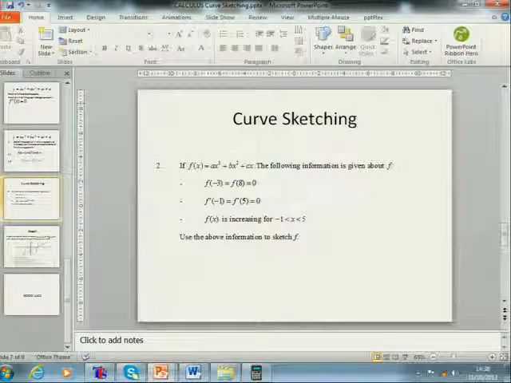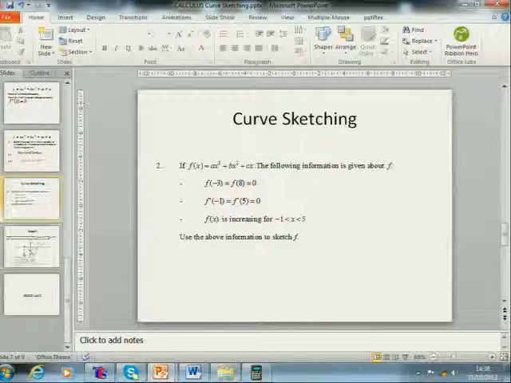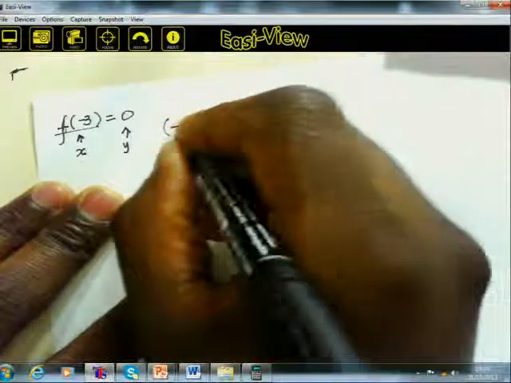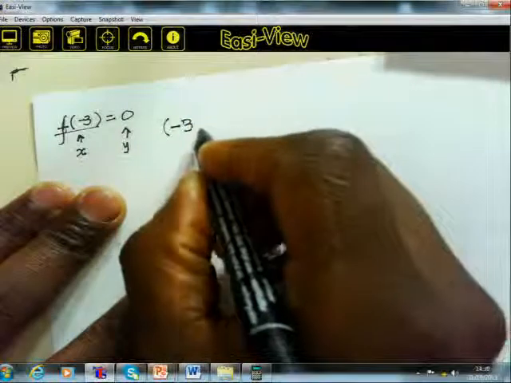Yes, if you have, let me just show you here. In this case, the problem says f of negative 3 is equal to 0. What type of point is this? This is the value of x, and if you substitute the value of x into the function, you get the value of y. Therefore, the point in this case is negative 3 and 0. Negative 3 and 0 is a point.